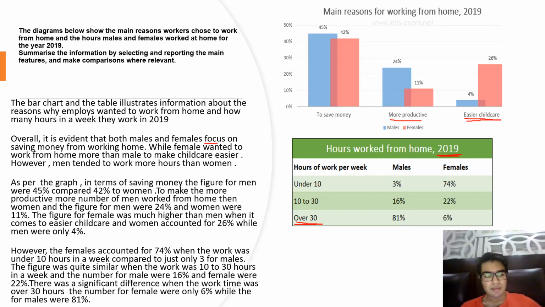In the third paragraph, he said, as per the graph, in terms of saving money, the figure for men were 45% compared 42% to women. Now this is an incorrect sentence. As per the graph, you put a comma, that's a good thing. Then you said in terms of saving money, you should put another comma over here. After money, you should put another comma because you are giving it a pause. So put on another comma.